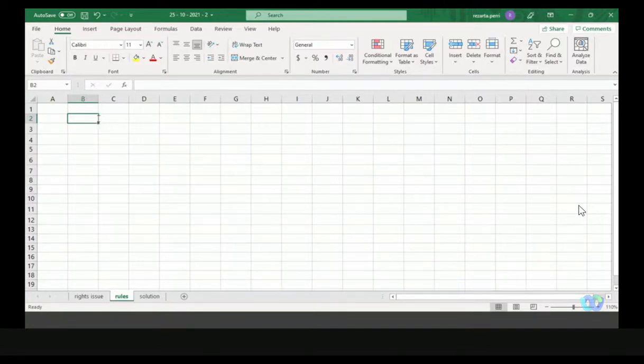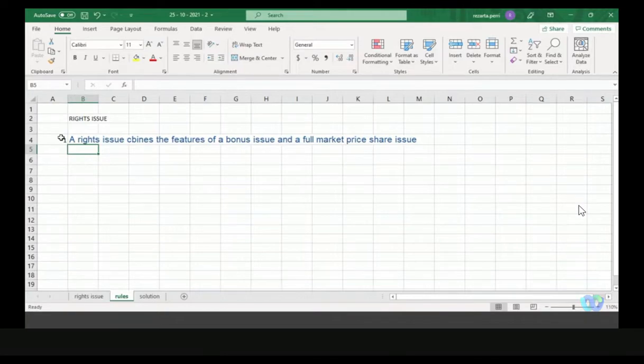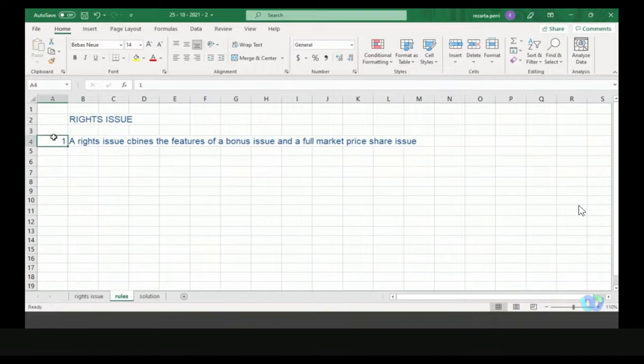So about the rights issue, which are the rules that it's good for us to follow. Remember, a rights issue combines the features of a bonus issue and a full market price share issue. So they combine both features, and therefore we have to take into account several things.